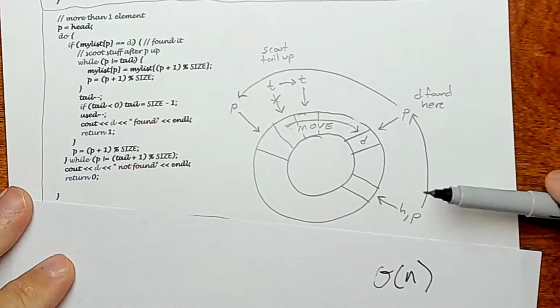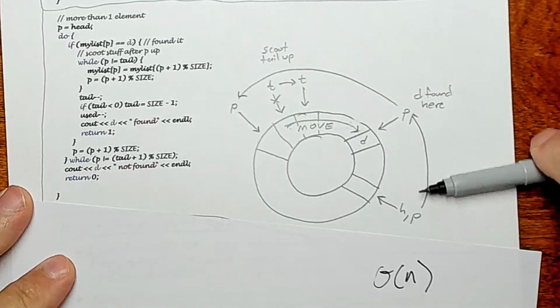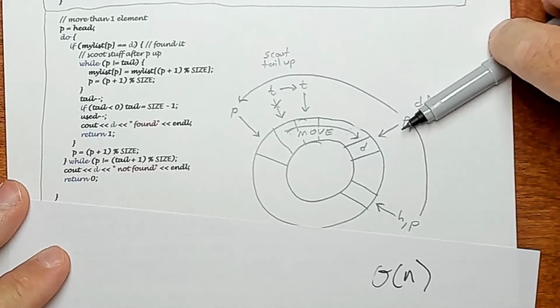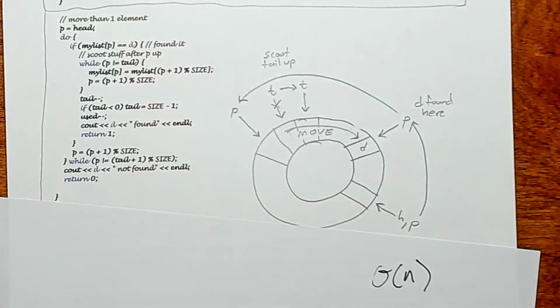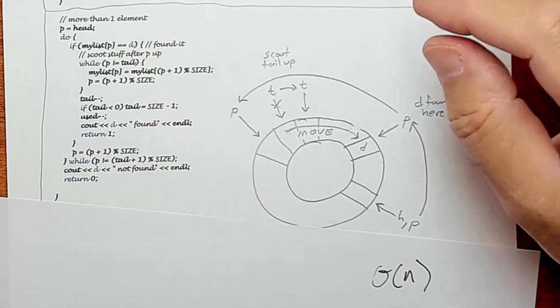So once again, let me just say this P goes until it finds the data element, and then it goes the rest of the way. So it always goes the whole length. So that's N. All right.